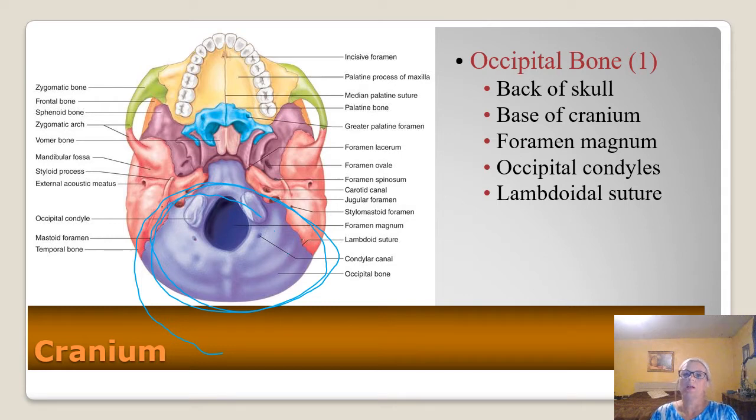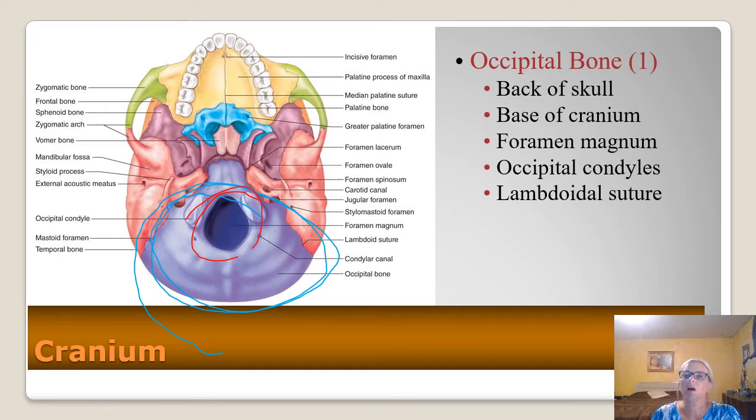All right. And so it forms the base of the cranium. It contains the largest opening in the body, the foramen, or opening in a bone, I should say, the foramen magnum, which is this section right here. And what do you think goes through the foramen magnum? If I put my head down right here, what is going through that? Well, that is where your spinal cord comes out, okay?